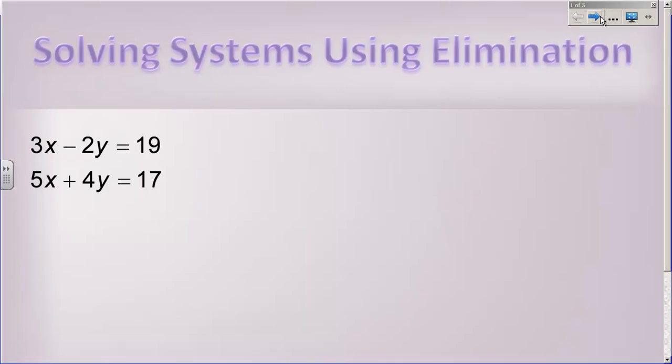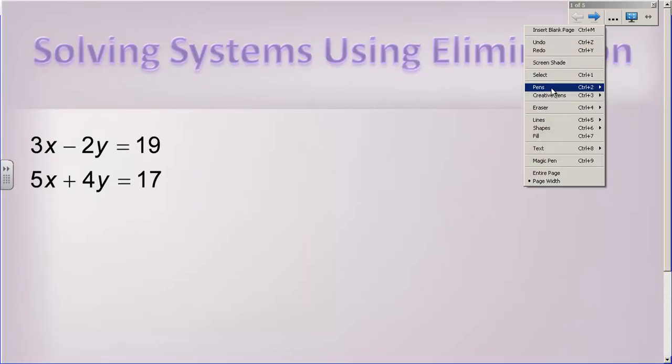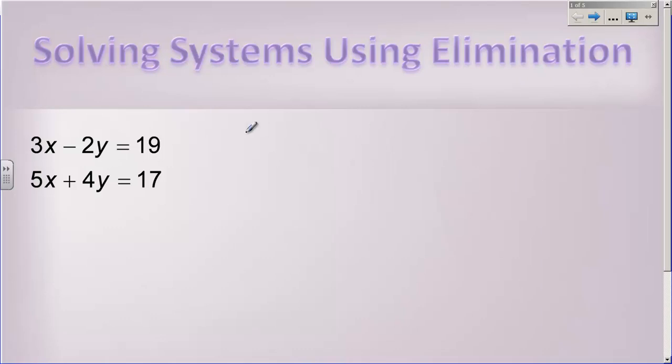Okay, this is going to be your first video. Hopefully we have others, but we're at least going to try this for today. This is the rest of solving systems with elimination.